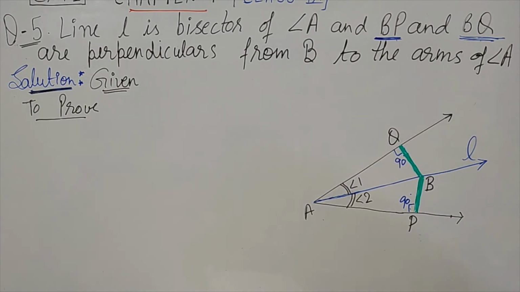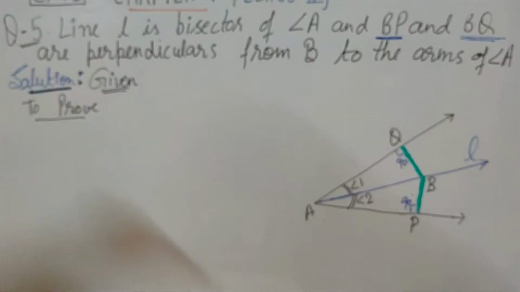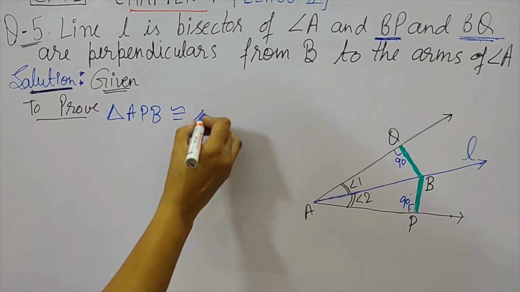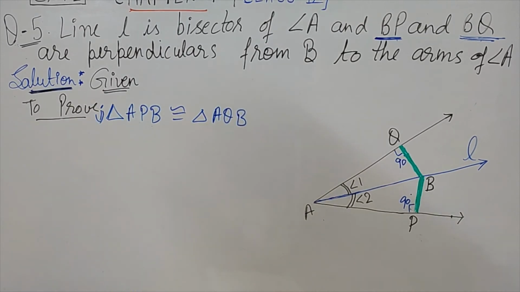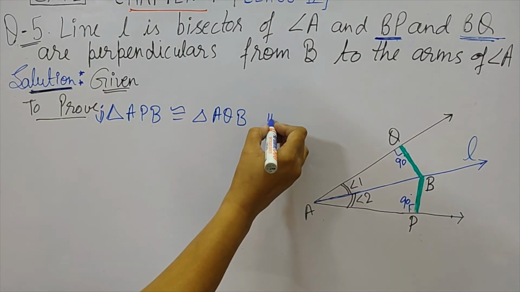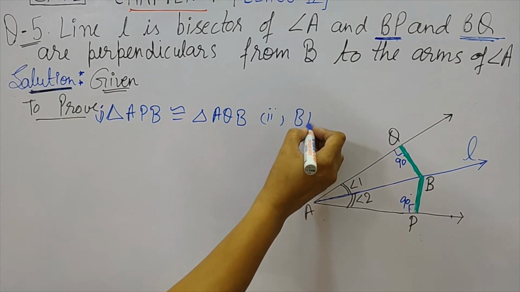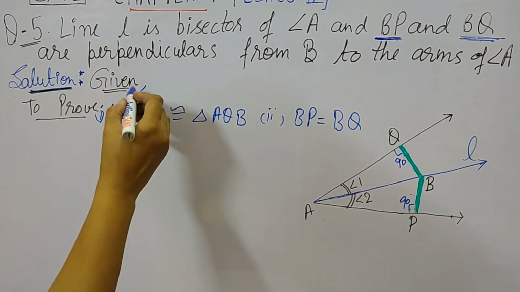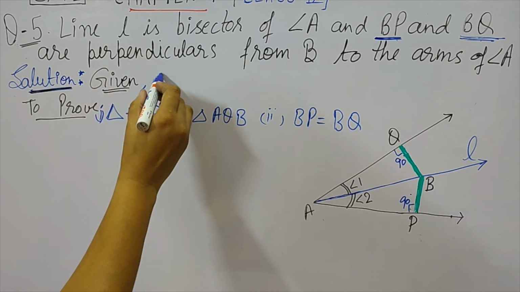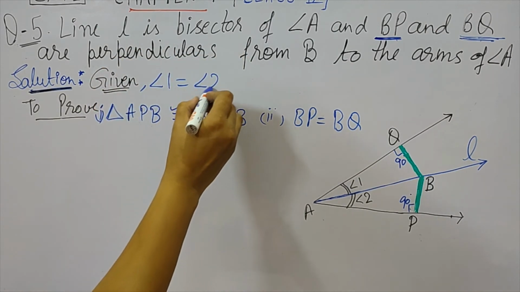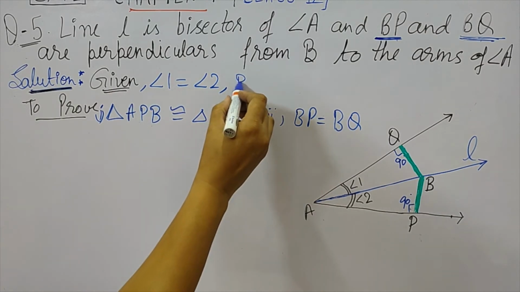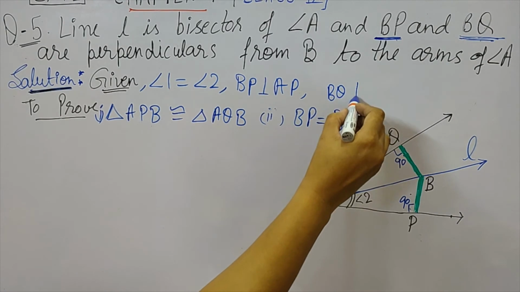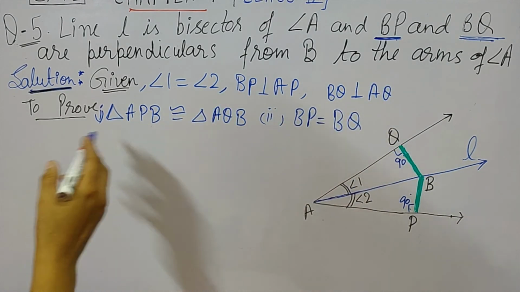And what we have to prove, directly I am writing in the heading, what to prove: triangle APB congruent to triangle AQB. In the first part we have to prove this, and in the second part we have to prove BP is equal to BQ. These two things we have to prove. And what was given? L is the bisector of angle A, so let us write in this way: angle 1 is equal to angle 2, it is given, and BP perpendicular to AP and BQ perpendicular to AQ. These things are given and this we have to prove.